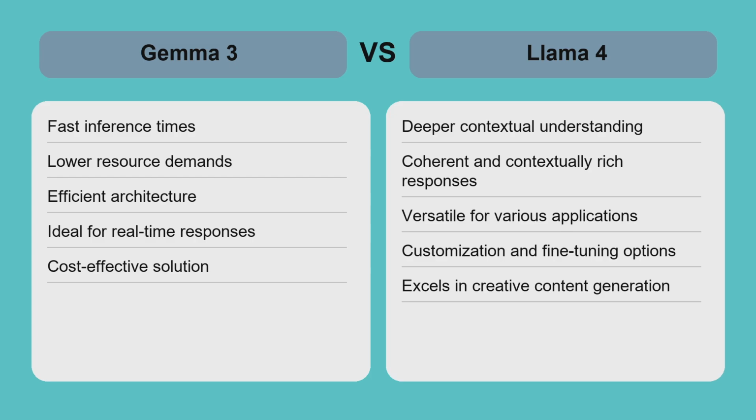While Gemma 3 is easier to deploy on limited hardware, Llama 4's resource intensity could be a barrier for smaller setups. Both models are open source, allowing customization, but your choice depends on whether you prioritize speed and efficiency or nuanced language understanding. For projects with tight performance constraints, Gemma 3 shines. For those valuing depth and flexibility in language tasks, Llama 4 stands out.